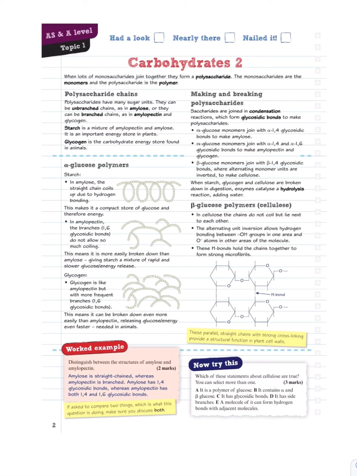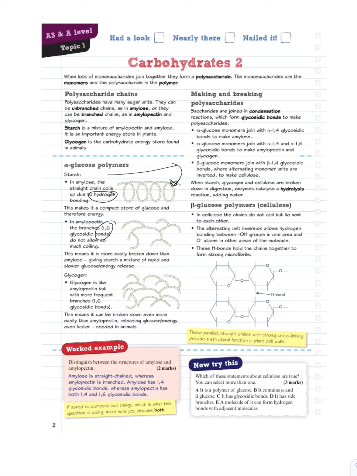Right, alpha glucose monomers. In starch, the amylose is a straight chain, but due to hydrogen bonding, it will coil and look like this. That makes it a compact store of glucose and therefore it holds a lot of energy. Amylopectin is branched with 1,6 glycosidic bonds, and so they don't allow much coiling. 1,4 glycosidic bonds are the ones that result in hydrogen bonds that cause the coiling.